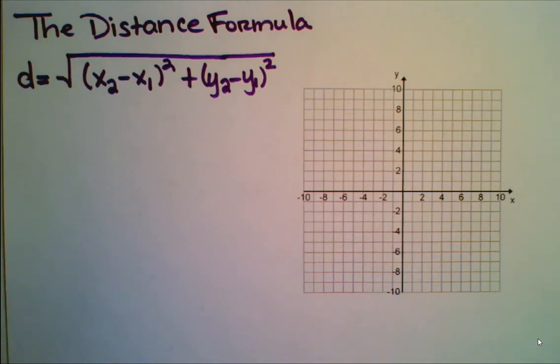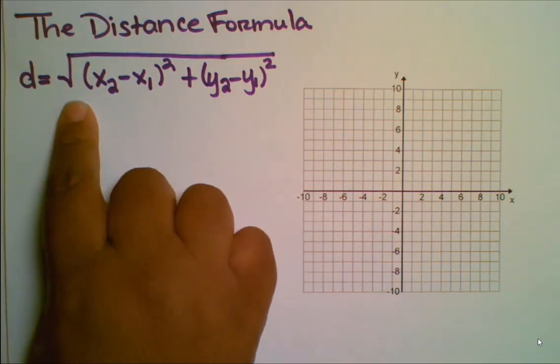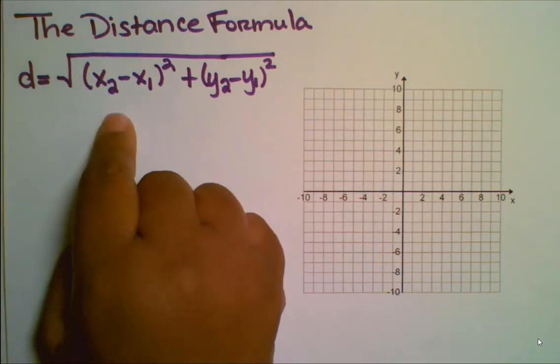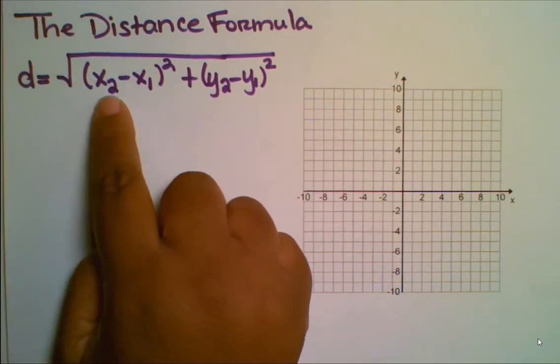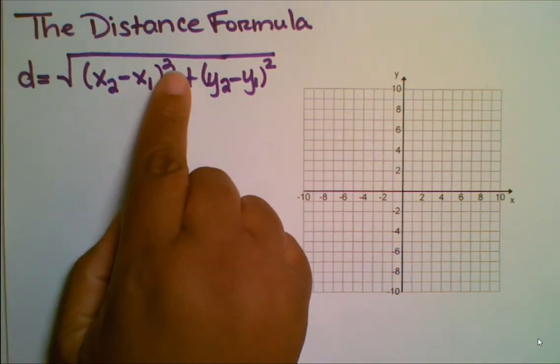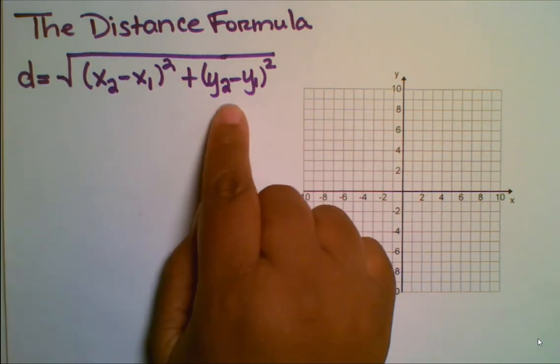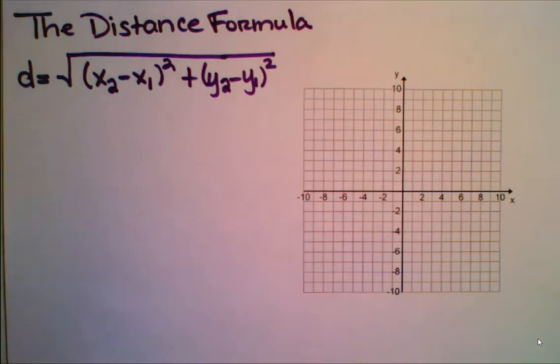All right, in this section, we're going to be looking at how to find the distance given 2 points. And we're going to be using the distance formula. So the distance formula is d is equal to the square root of, in parentheses, x sub 2 minus x sub 1 squared plus y sub 2 minus y sub 1 squared.